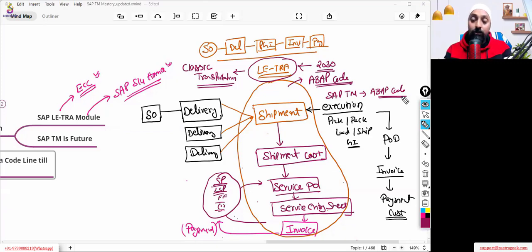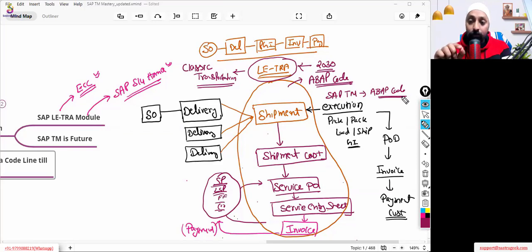But SAP TM is a specialized skill, more complicated than LE-TRA; even for the basic functions you want to implement, specialized skill would be required. Even though it is not in competition with Oracle Transport Management, the demand for TM consultants is increasing because of the internal shift from LE-TRA to SAP TM. So that was the LE-TRA module. The future is SAP TM. Because of that shift, embedded TM has come into the picture.